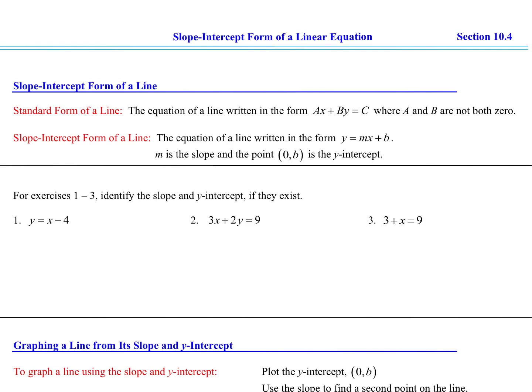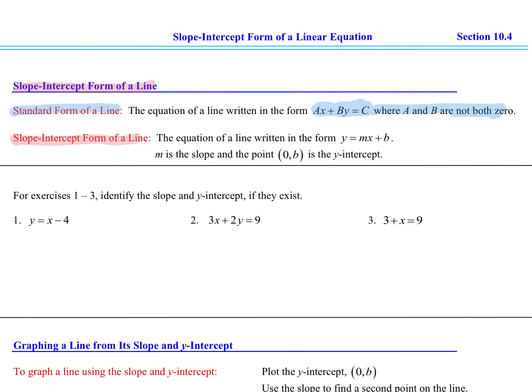Hello, welcome back. This video covers section 10.4, slope-intercept form of a linear equation. We have two different forms we're going to talk about. The standard form of a line is the equation of a line written in the form ax plus by equals c, where a and b are both not zero. And then we have slope-intercept form of a line.